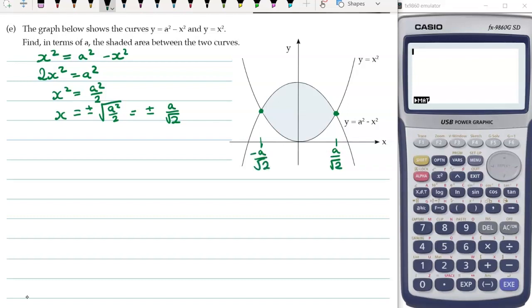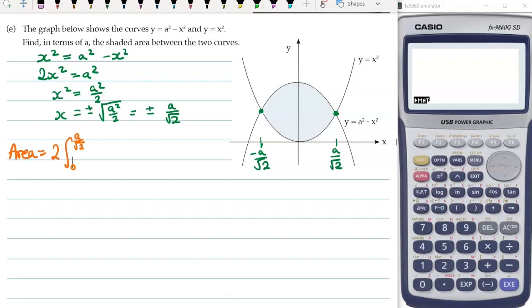Now, since that's symmetrical, I'm actually just going to do it for one side and then double it. So the area will be 2 times the integral between 0 and a over root 2. And the reason to look for those sorts of symmetries is because oftentimes when we put a 0 in as a limit, it makes things a lot easier.